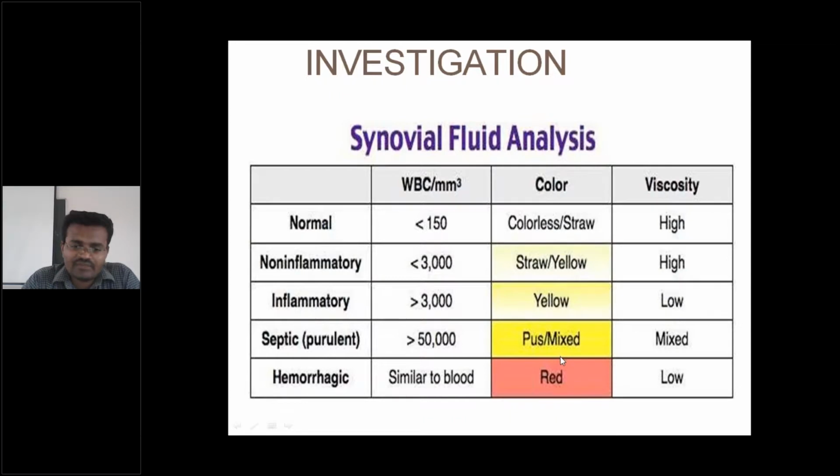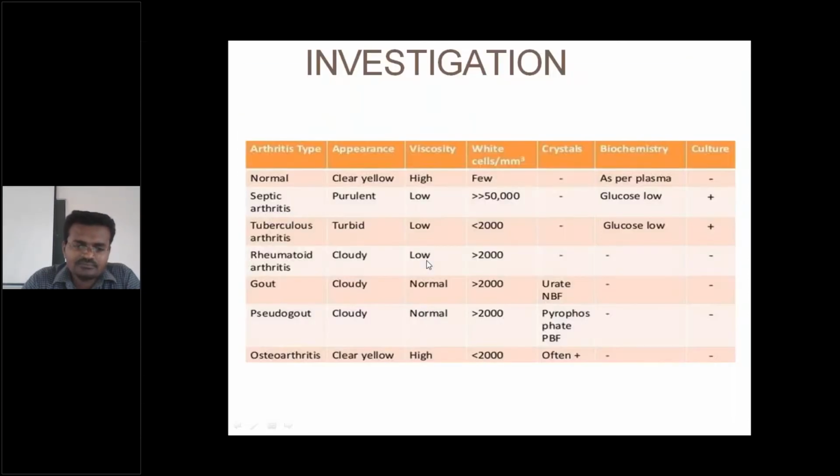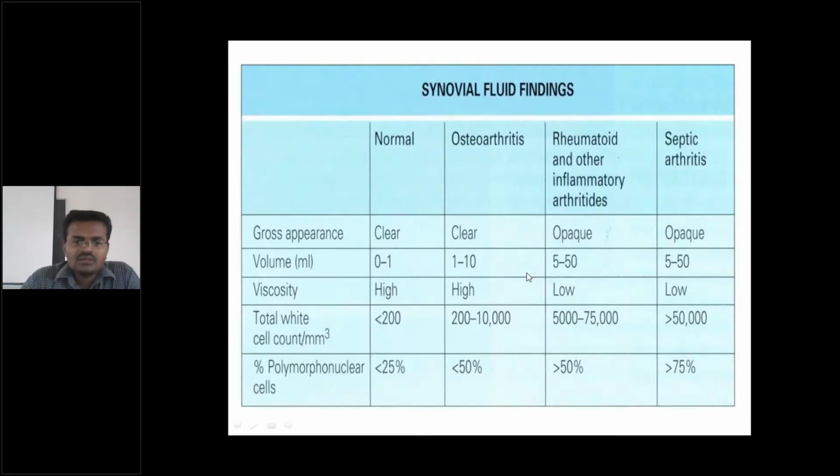On aspiration itself we can tell whether it is inflammatory. By seeing the color we can tell whether it is due to trauma, infection, or rheumatoid arthritis conditions. And in counts, in septic arthritis there will be greater than 50,000 counts, but in others it is very less, like 3,000. Okay, and that is the gross appearance.